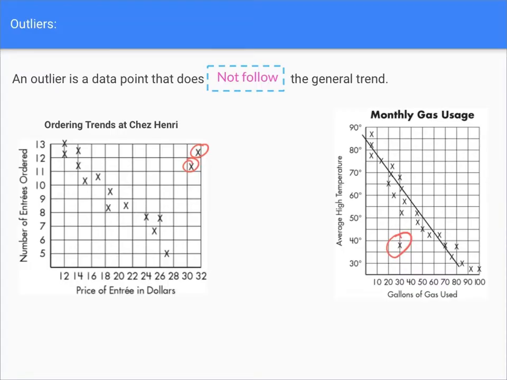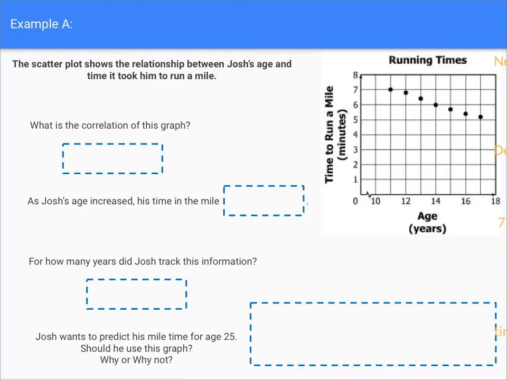Now let's take a look at example A. So here in example A, we're going to be given a bunch of questions about our scatter plot, and we're going to use what we know now to answer these questions. So the scatter plot shows a relationship between Josh's age and the time it took him to run a mile. So what is the correlation of this graph? So we can see that we have a general trend as something is increasing, that would be his age, that his time running a mile is decreasing. And we're going to call this a negative correlation. So as Josh's age increases, his time in the mile decreases.